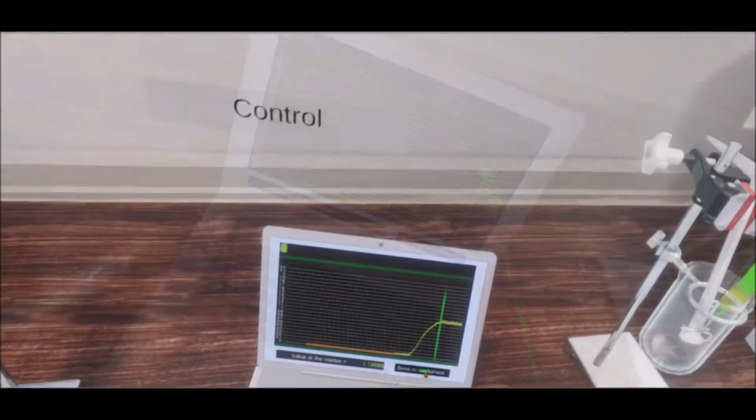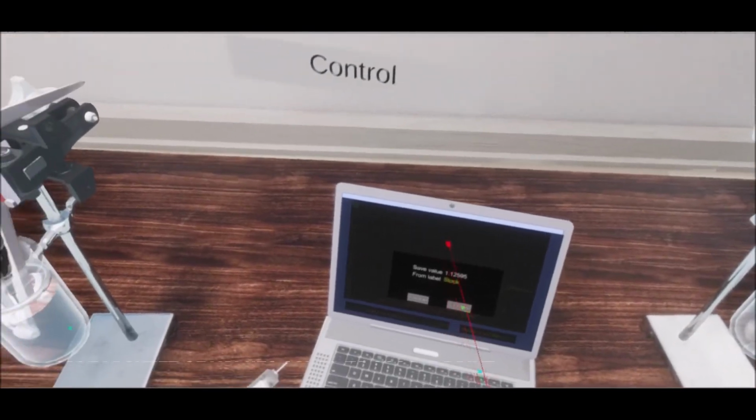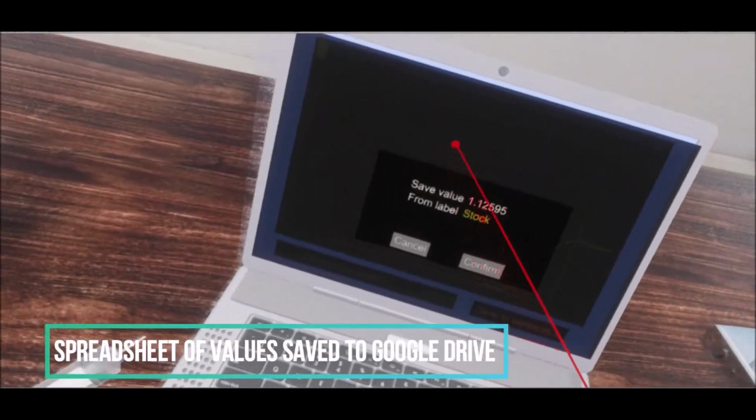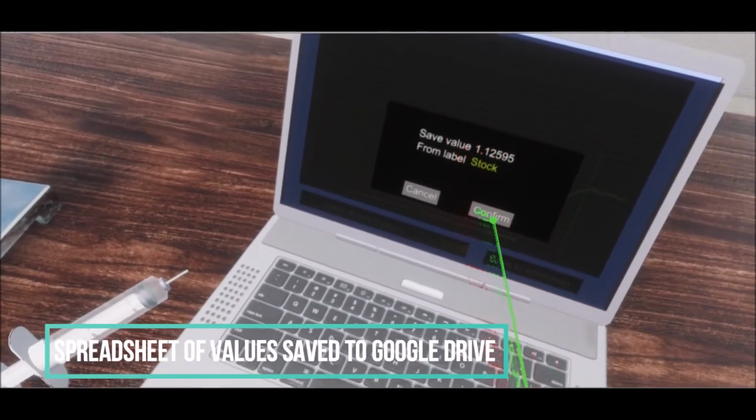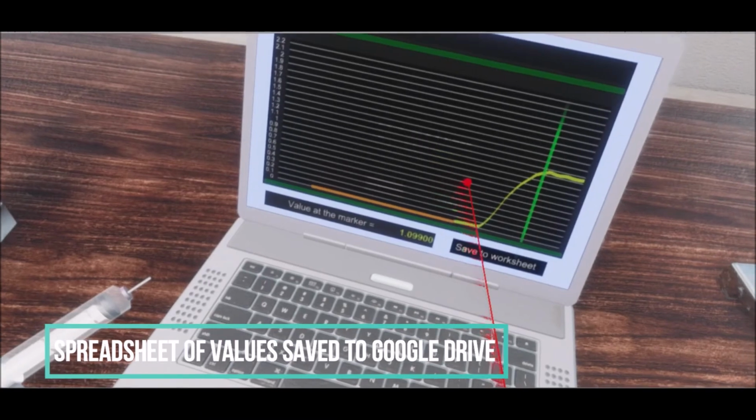The simulated data can then be exported in spreadsheets and saved to the Google Drive for data analysis and lab report purposes.